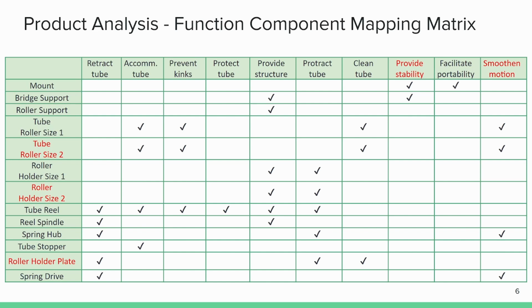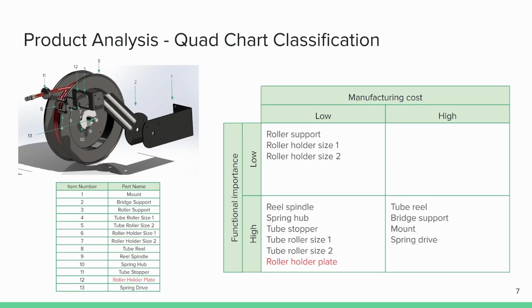As we can see in the chart, there are a few components that are critical to performing many of the functions of the device and therefore represent potential points of failure which can be redesigned. The components that we have selected as modular and changeable between the two customer categories each fulfill only their own respective functions. Our quad chart classification breaks down the parts on the hose reel by manufacturing cost and functional importance.